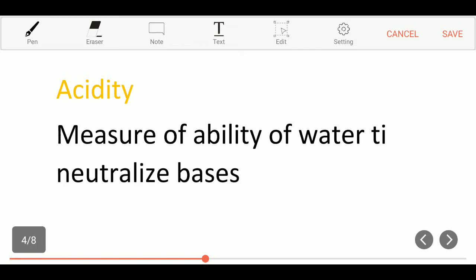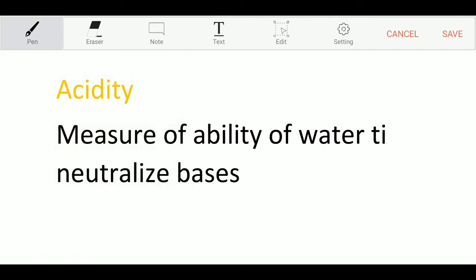Next one, acidity. Acidity is a measure of the ability of water to neutralize bases. There are two types of acidity: one is mineral acidity, and one is carbonic acidity. Mineral acidity as well as carbonic acidity.